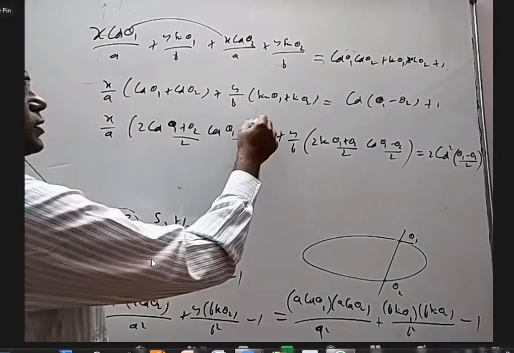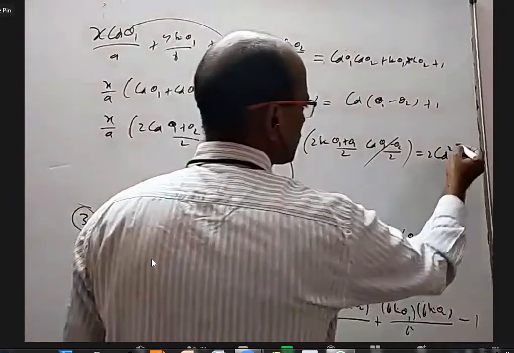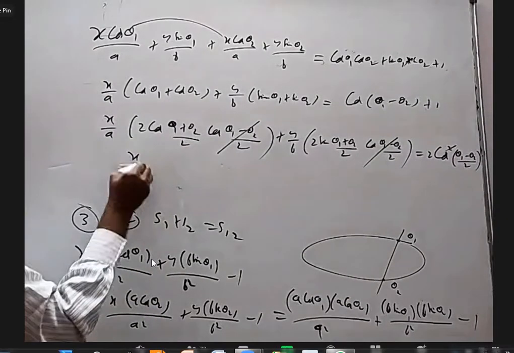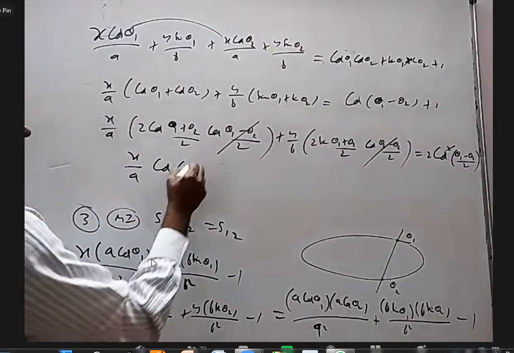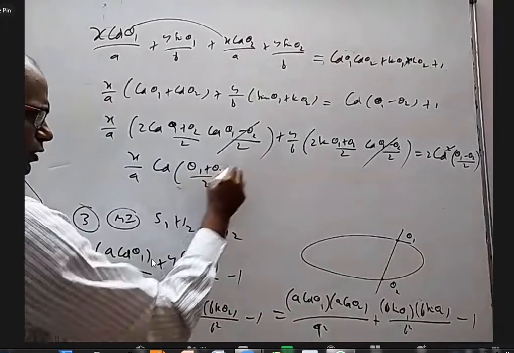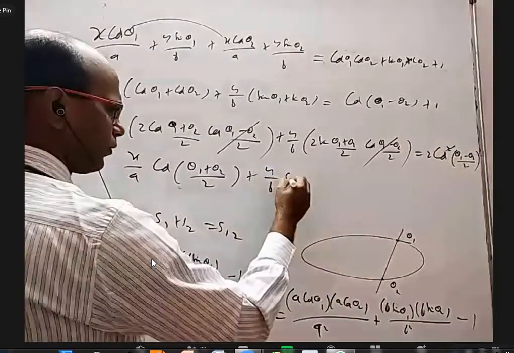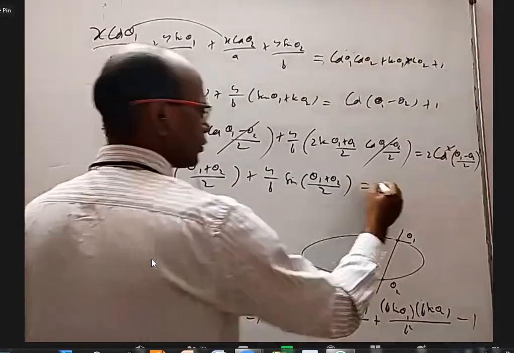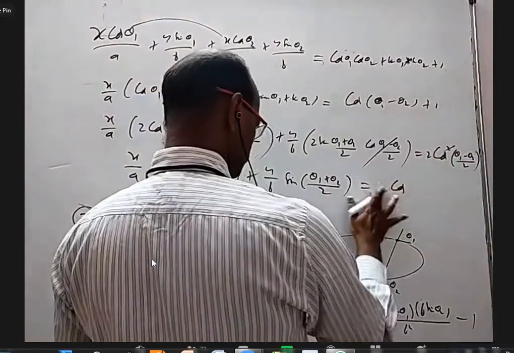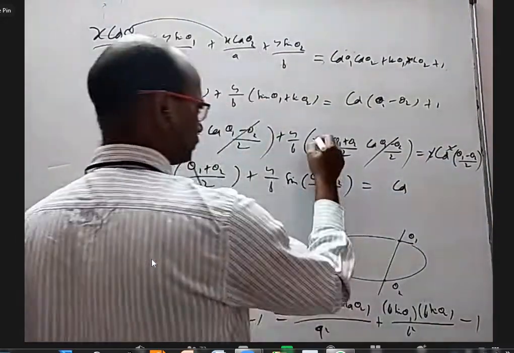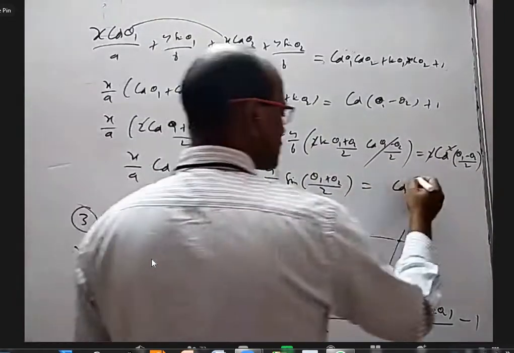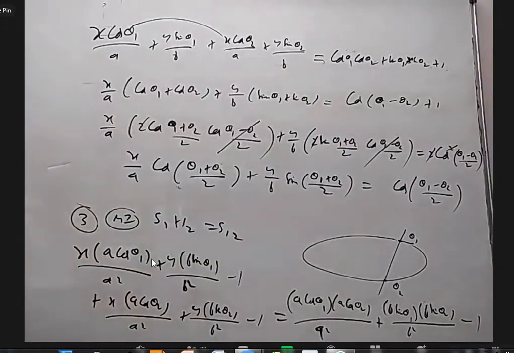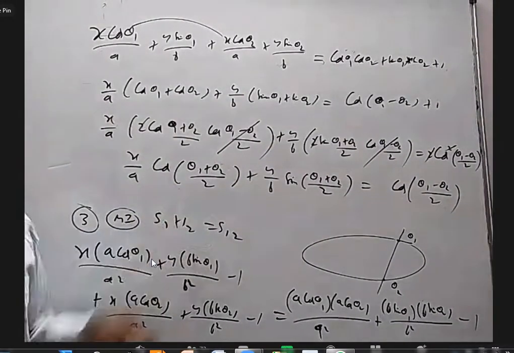So cos theta 1 minus theta 2 by 2 here, here, and the square here I can cancel. 2 I can cancel. I am left with x by a cos theta 1 plus theta 2 by 2, y by b sin theta 1 plus theta 2 by 2 equal to cos theta 1 minus theta 2 by 2. Okay, this is a chord joining theta 1 and theta 2.